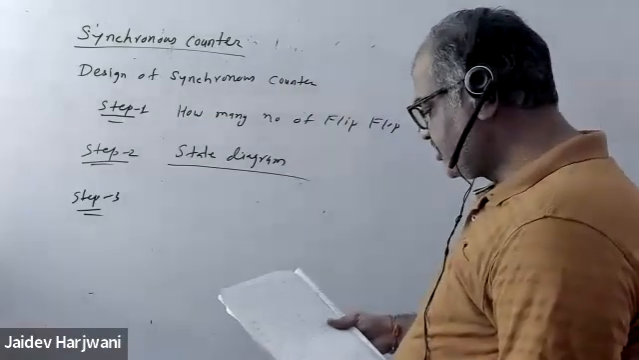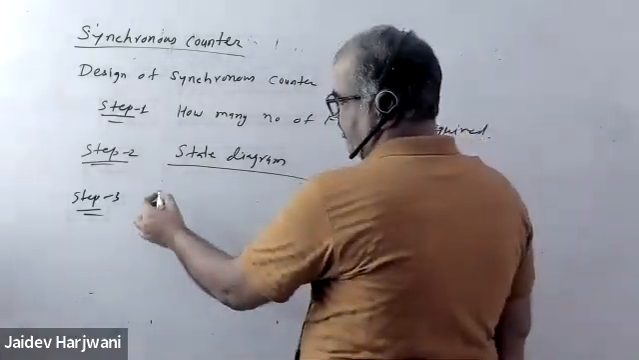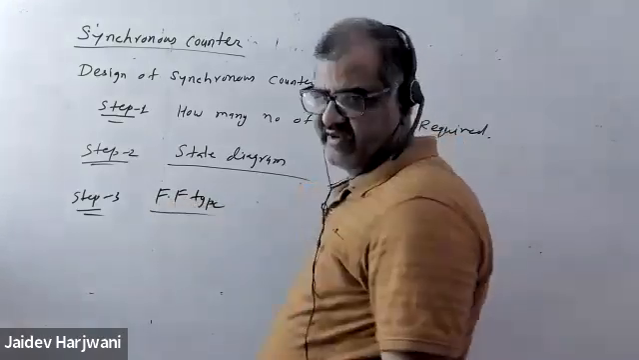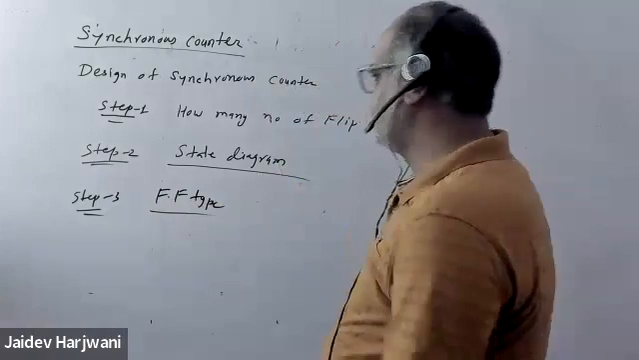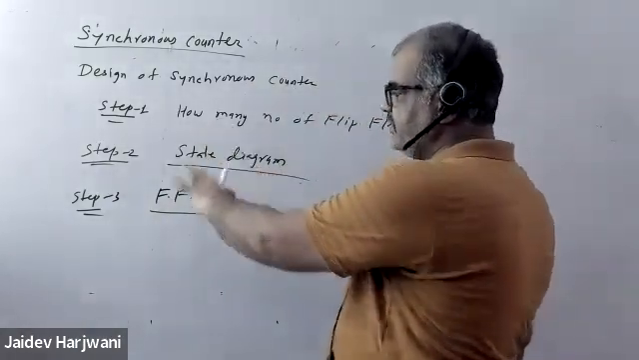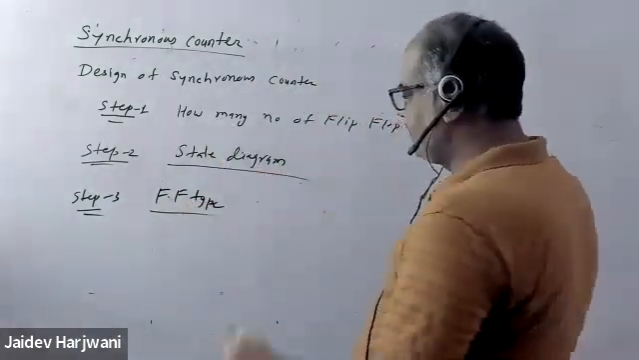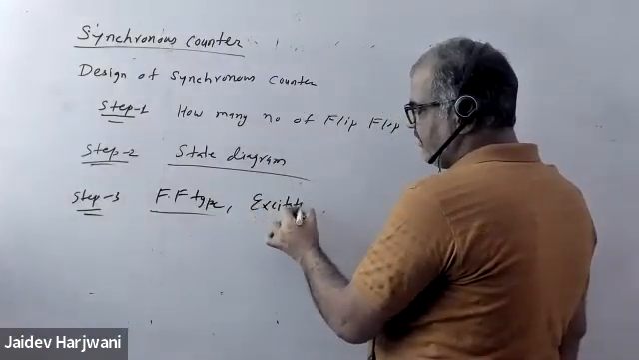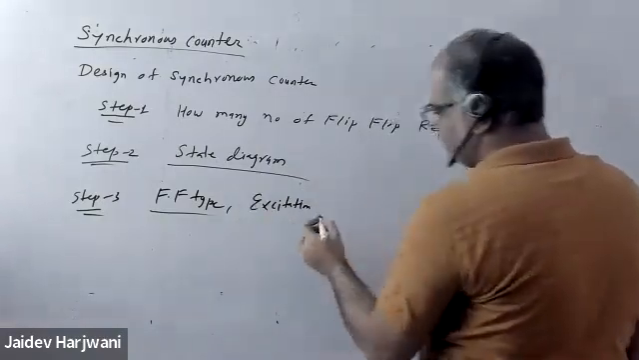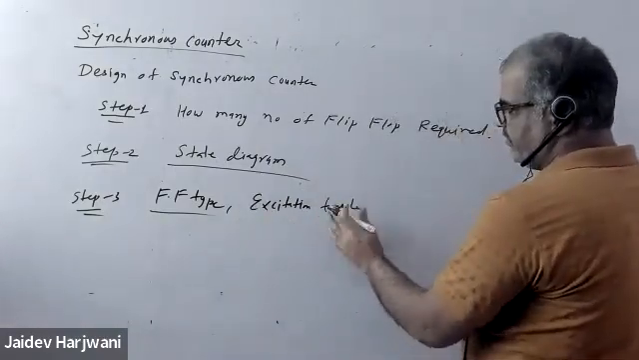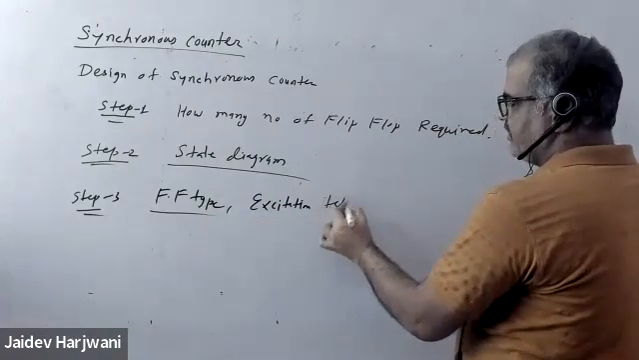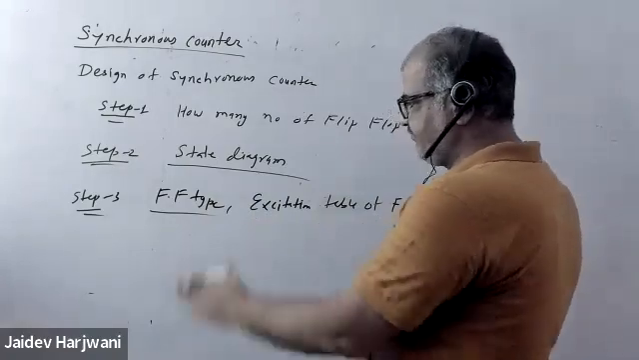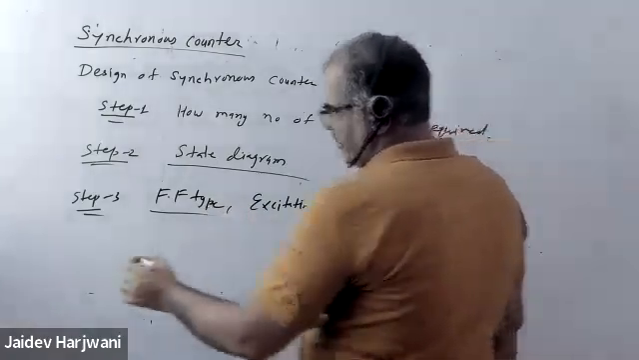And once you know this state diagram, step 3, you have to decide which flip-flop you are going to use. Flip-flop type, whether you want to use D flip-flop, SR flip-flop, JK flip-flop. So once you have the number of flip-flops decided, then you have to decide the flip-flop type, and you have to write the excitation table of that flip-flop.